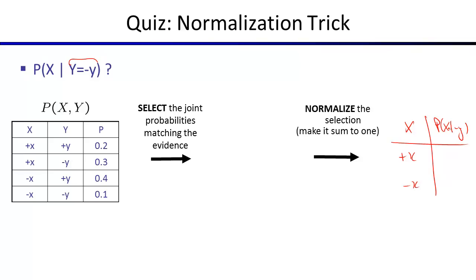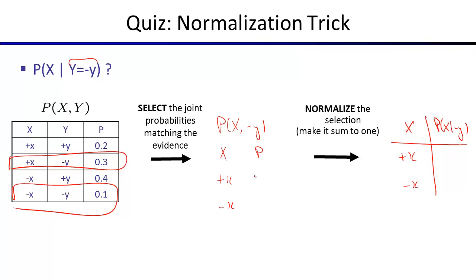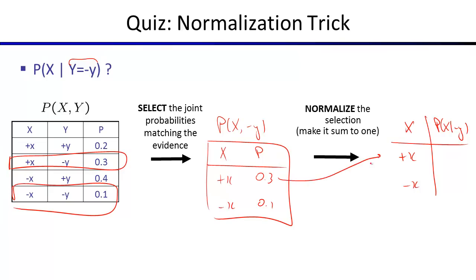We know that the way we can get to this is just select the entries consistent with y equals negative y, which is this one and this one over here. So we end up with the distribution for x comma negative y. And x can take on plus x, negative x. And then the probability, in this case, we have 0.3, 0.1. Now we know all we need to do is transfer these numbers over. The 0.3 will go there, the 0.1 will go there, but both of them have to be divided by their sum. The sum here is 0.4, so we end up with 0.3 over 0.4 over here, and 0.1 over 0.4 over here.